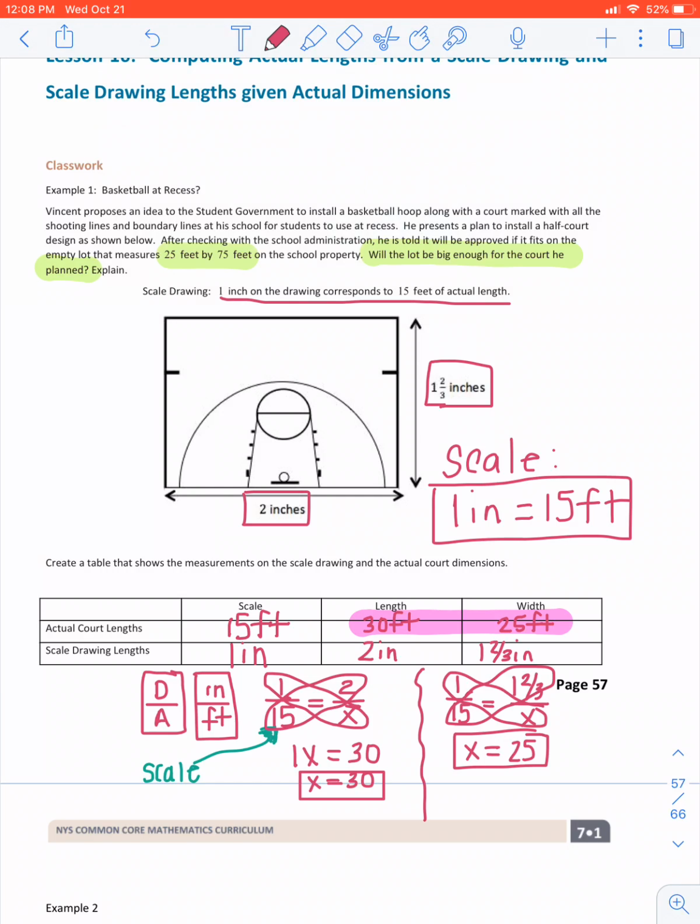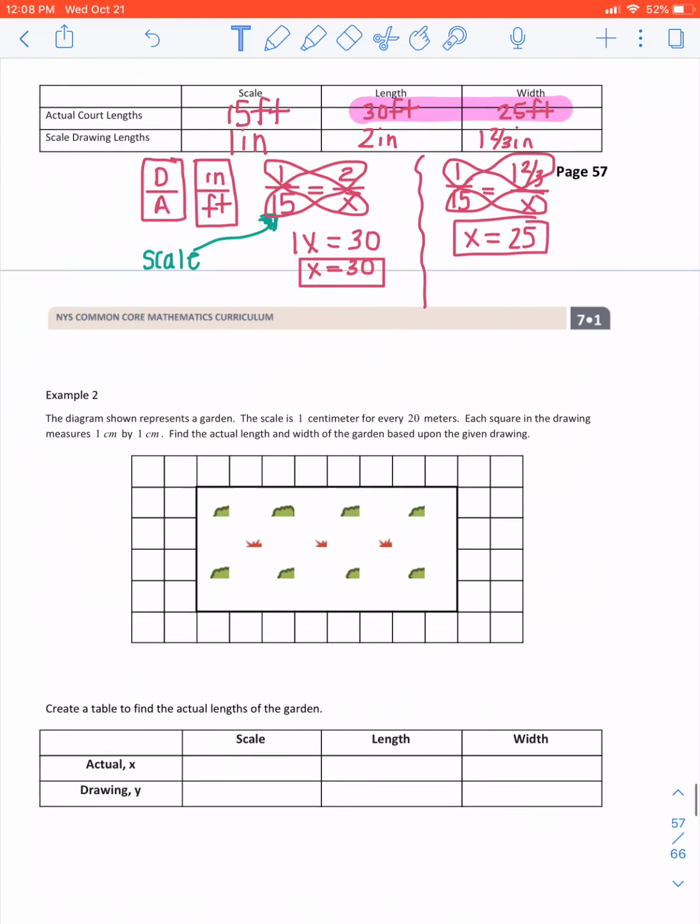So we would write yes to this question. Okay, and you could probably explain it by saying that the court is 25 by 30 feet. This is 25 by 75 feet, so there will be enough room. All right, next question.